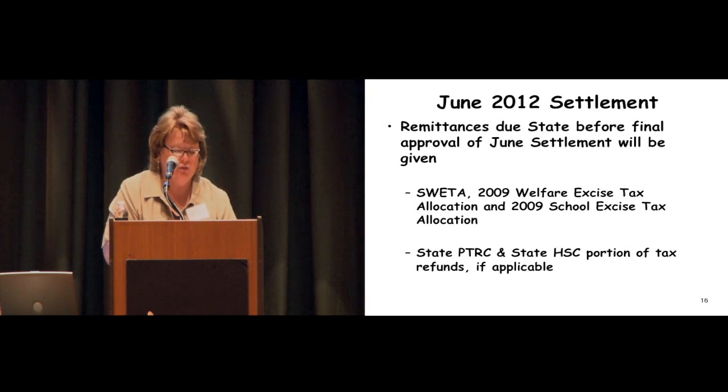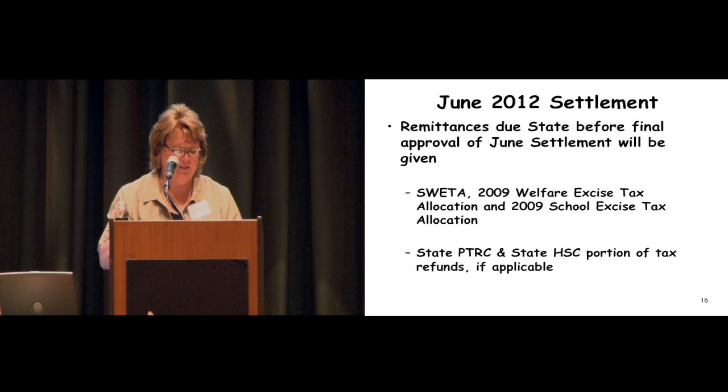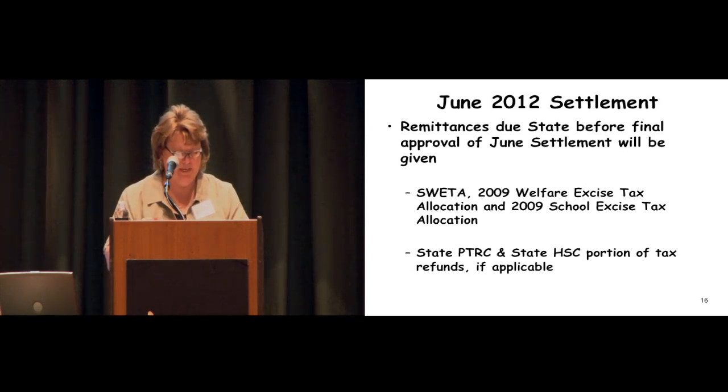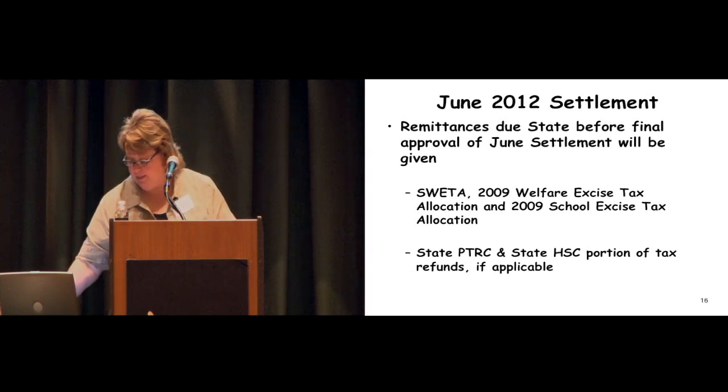The remittance due to the state for final approval of June settlement needs to be the SWEEPS, the state PTRC and state homestead portion of refunds, if any, and your infraction judgments, your overweight vehicles, your special deaths, sales disclosure, coroner continuing ed, adult mortgage, child, forest, canine, sex, and DLGF homestead property database fund. And the settlement fines and fees.